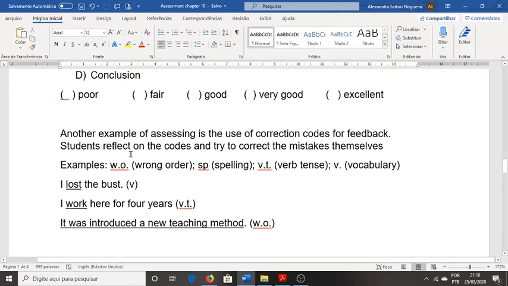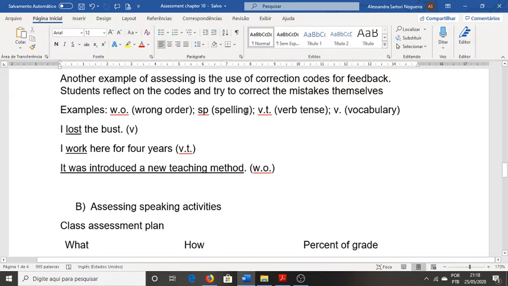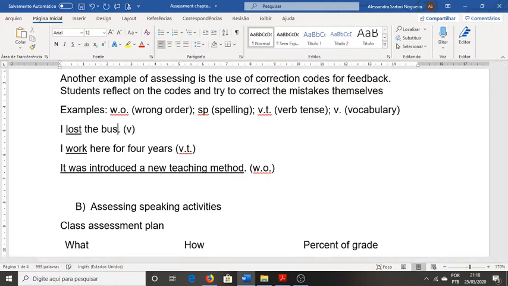Students reflect on the codes and try to correct the mistakes themselves. Examples. WO means wrong order. SP means spelling. VT, verb tense. V, vocabulary. So if the student wrote, I lost the bus, you underline lost, and you write a V. The problem is vocabulary, because then the student is going to think, okay, I lost the bus. Oops. I lost the bus. And then V, okay, there is a problem with vocabulary. What's the problem here? So the student has to do some research to find the solution for the problem. Ask somebody else if he doesn't know.